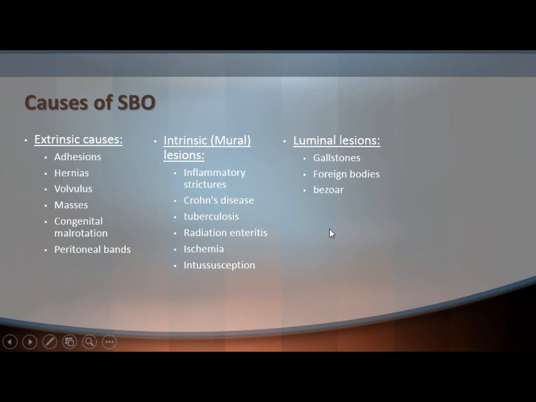Regarding causes, we can classify them into three parts: extrinsic, intrinsic, and luminal lesions. The extrinsic one, you have many, like adhesions, which is the most common. Second is the hernia. We have volvulus, masses, malrotation, and bands. The mural one, the pathology is in the wall of the small bowel. So we have inflammatory strictures like in Crohn's disease, TB, radiation enteritis, and ischemia and intussusception.